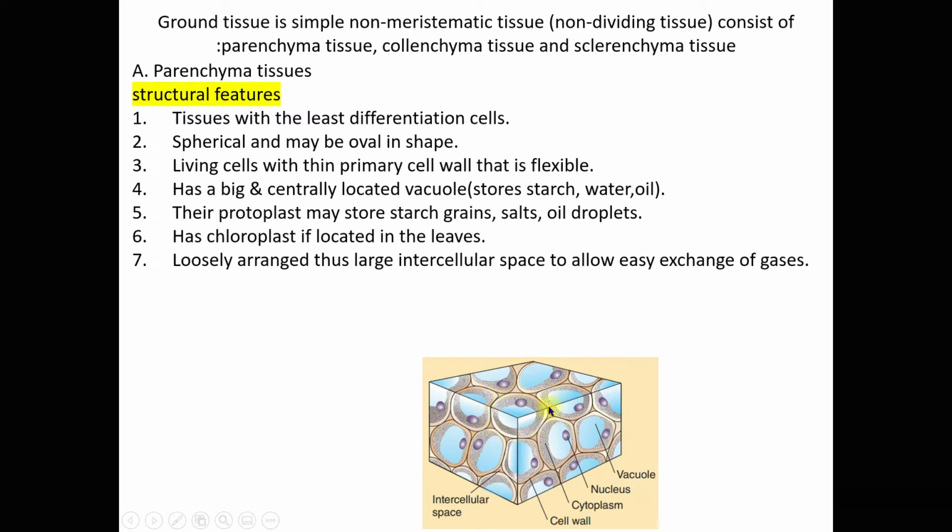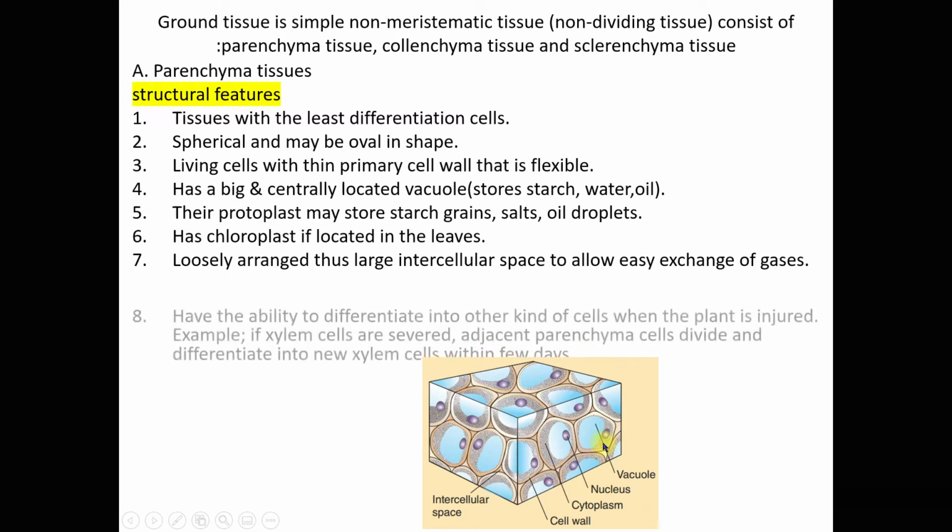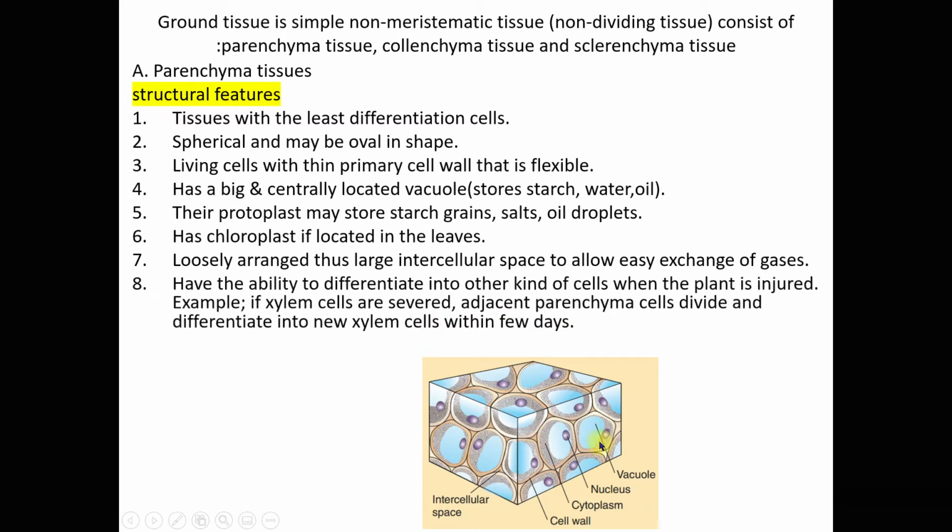So again, please take note, parenchyma cells are loosely arranged. These parenchyma cells have the ability to differentiate into other kinds of cells when the plant is injured. For example, if xylem cells are severed or injured, the adjacent parenchyma cells will divide and differentiate into new xylem cells within a few days.